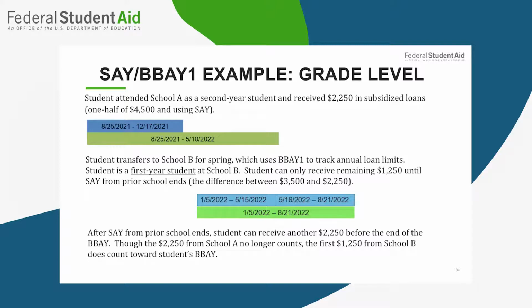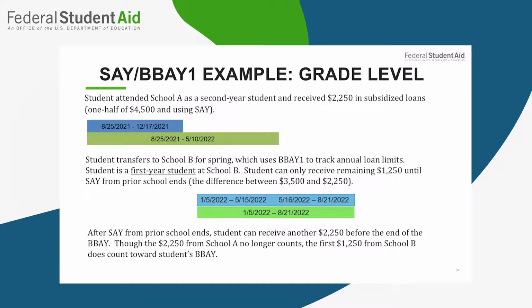So is this student out of luck? Look at the bottom of this slide with me. After the scheduled academic year from the prior school ends, the student can receive another $2,250 before the end of the borrower-based academic year at school B.